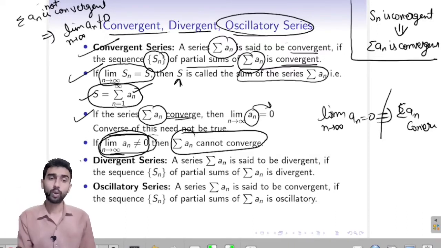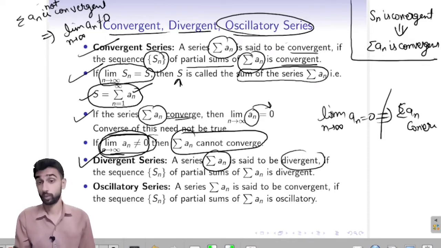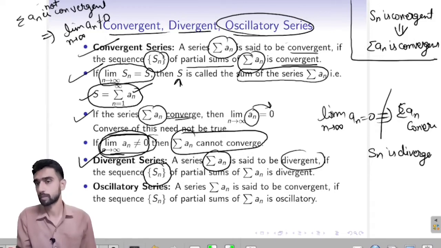Now, what are divergent series? A series a_n is said to be divergent if the sequence of partial sums of the series is divergent. So what it is saying is, S_n is divergent. Then what I will say? I will say that this series a_n is also divergent.